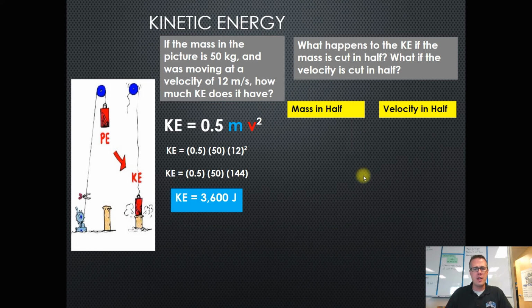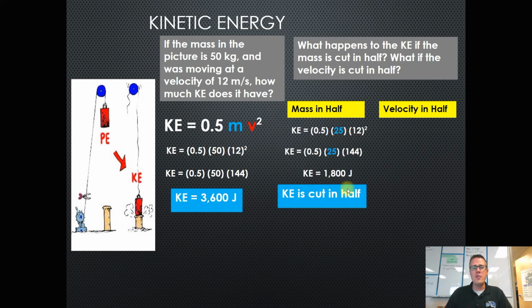Let's start with the mass cut in half. Earlier I said that it was a 50 kilogram mass. Well, let's cut that in half to 25 and do the numbers again. This time we do in fact get kinetic energy cut in half. So if you cut the mass in half, for kinetic or potential, you cut the energy in half. That one is going to be the same for both. But here's the thing, velocity is not the same. In the equation, since we're squaring velocity, it doesn't quite play by the same rules.